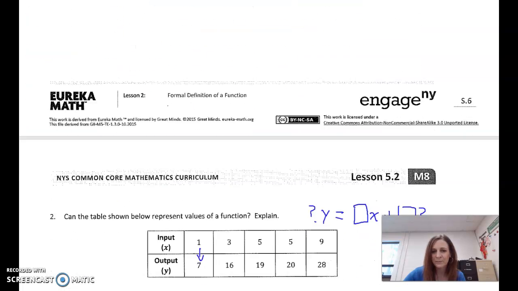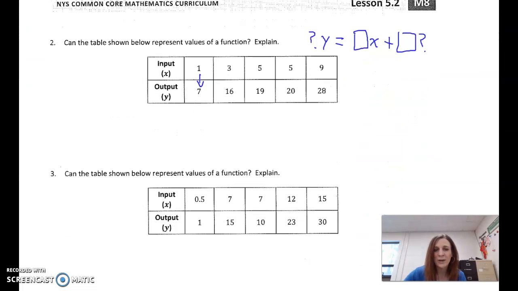Okay, we just don't have this for this equation. So when I input a 3, I get out a 16. If I input a 5, I get out a 19. Or if I input a 5, I get out a 20. Do you see, like right here? If we're inputting 5, we're getting 2 different values out. Our formal definition says each input has exactly one output. So what does 5 go to? Does it go to 19 or go to 20?